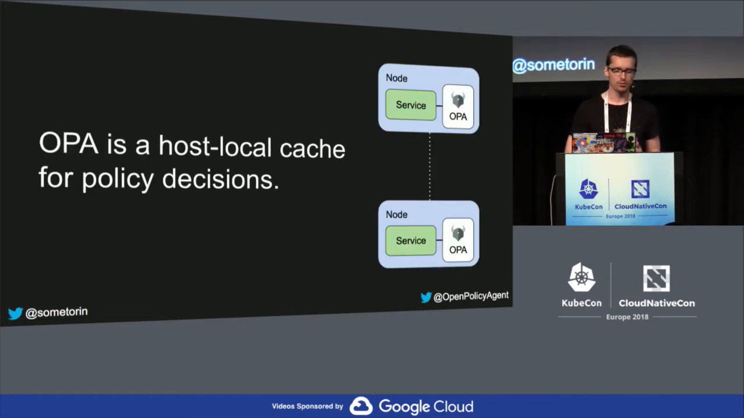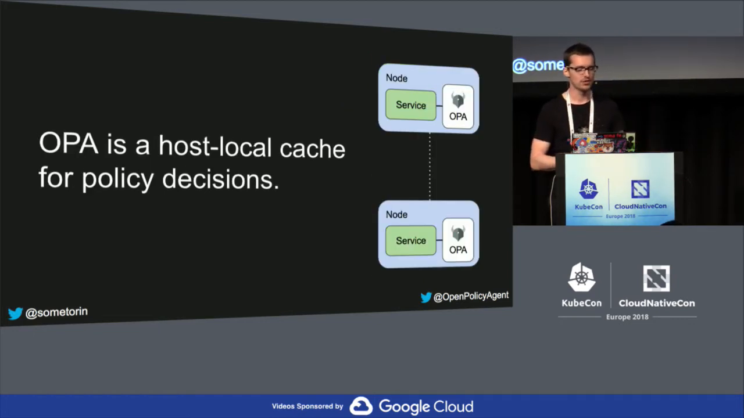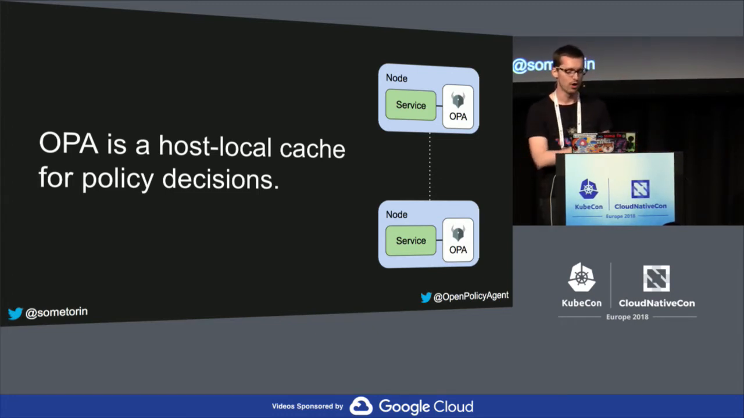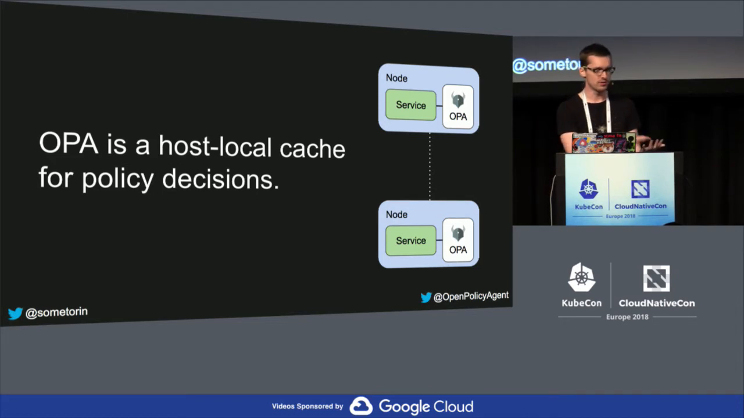Now, when we think about how OPA fits into the architecture, we like to think of it as a host local cache for policy decisions. So what this means is we're taking OPA and trying to join its life cycle with the life cycle of your service. So we run OPA on the same machine as your service, whether you're using it as a library or a host level daemon or a sidecar, it doesn't really matter. It's the same model. You're offloading decisions from your service to OPA.